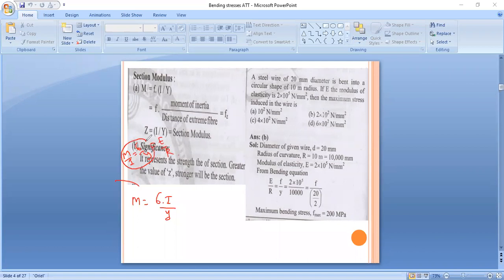Here, consider these two parts. So M is equal to sigma into I upon Y. This I divided by Y is nothing but Z, and this is called as section modulus. So I by Y, that is moment of inertia divided by distance of extreme fiber, Y. This is called as Y.